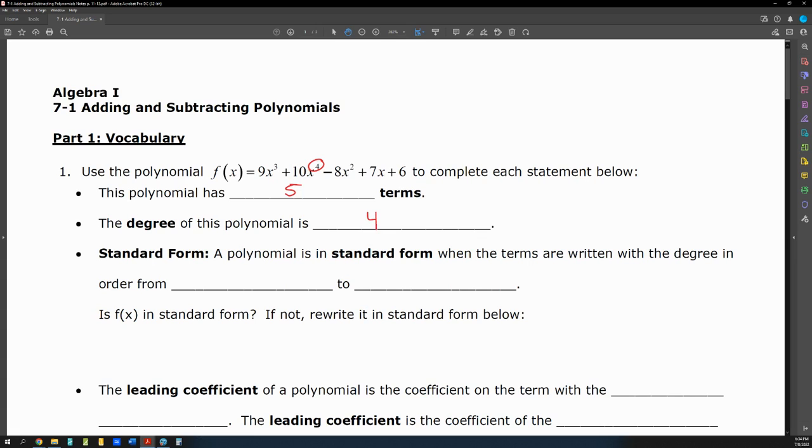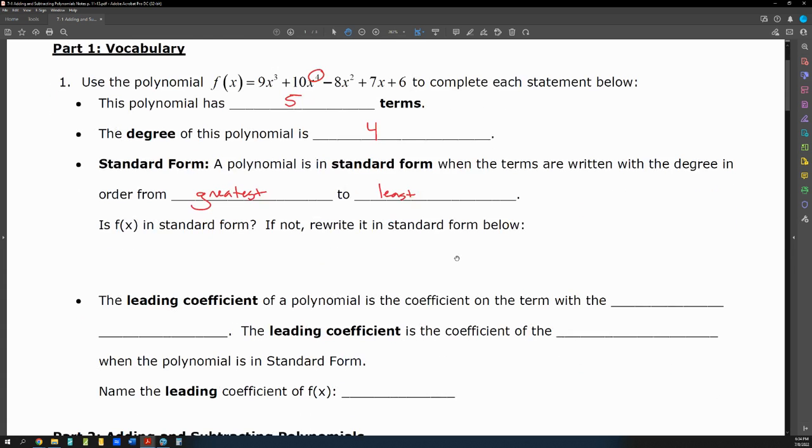Writing a polynomial in standard form. Standard form for a polynomial is when the terms are written in degree order from greatest to least. Sometimes I like to say descending power order. We look at the powers of each of the terms and we write them in descending order. So is f of x, is this polynomial in standard form? No, it's not.